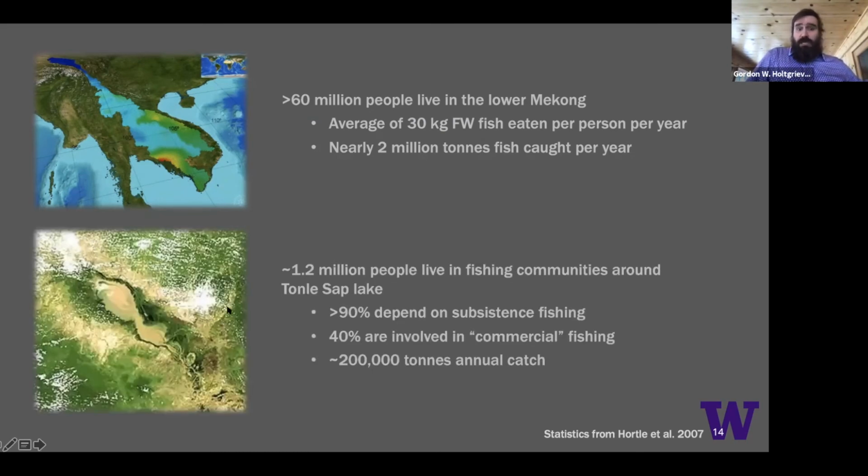If we zoom in and look at just this lake, there's a little over 1 million people. They're all involved in fishing in some way or another, either as subsistence or as commercial. About 200,000 tons of annual catch, which is comparable to a good chunk of Alaska salmon fisheries, out of just one lake. So this is an incredibly productive place, producing a whole bunch of food that is really important for the people in this area. Freshwater fish is their dominant source of animal protein by a long shot.